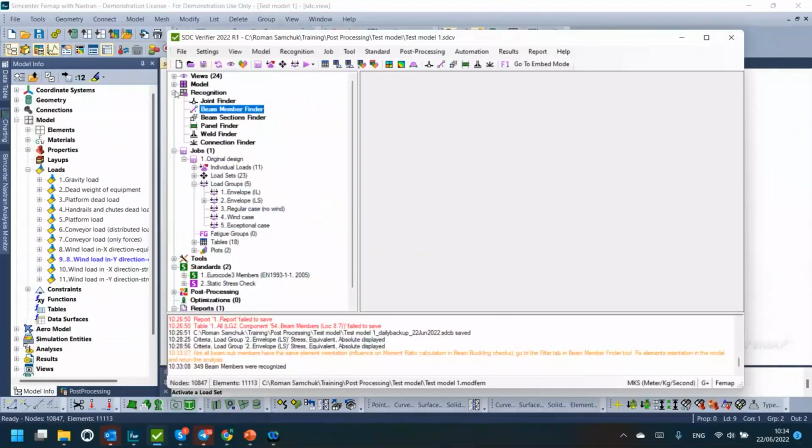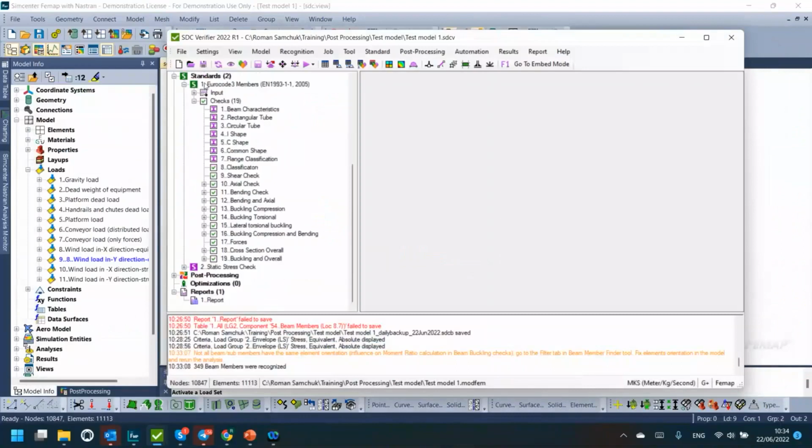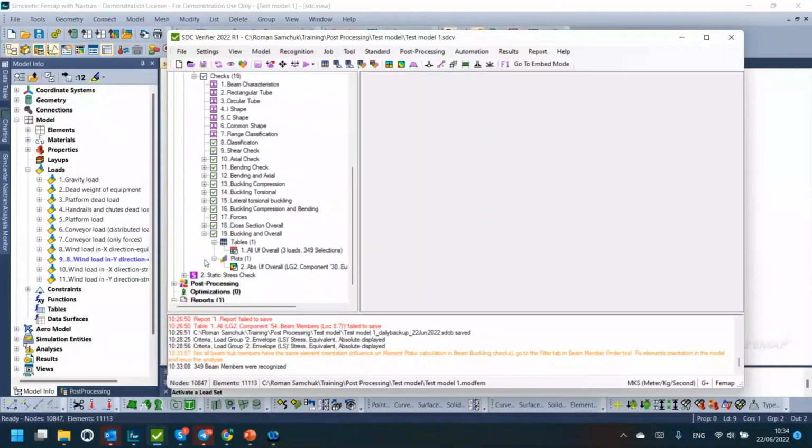Okay, we're going to go to the member check according to Eurocode. Basically, this is the main window. I already have the pre-created standard. And what we're actually interested in for now is the last check. This is buckling and overall check.